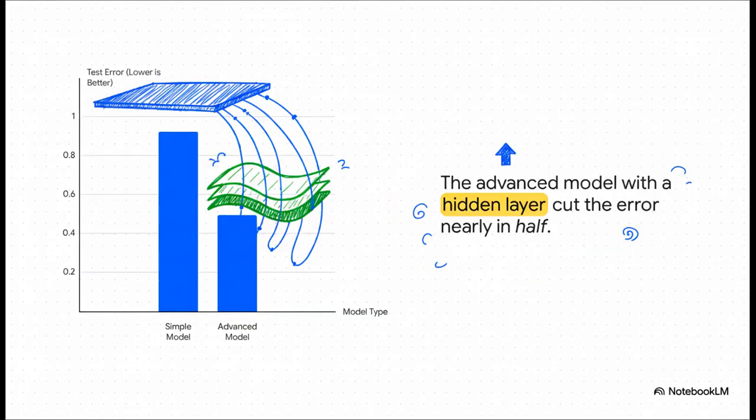When you see them side by side like this, it's no contest, right? The advanced model with the hidden layer didn't just win, it cut the error almost in half. This wasn't some tiny little tweak, this was an absolute game changer.